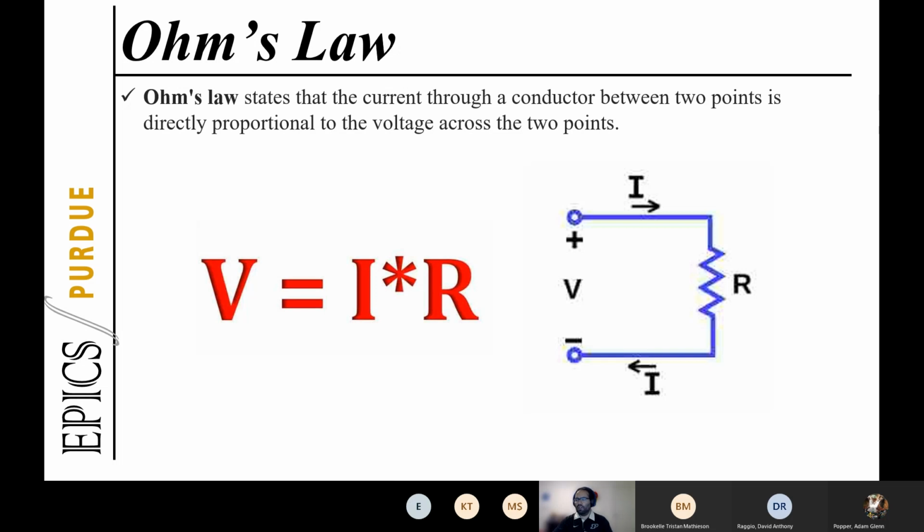In this case, when we apply a voltage to a resistor, we will have a certain current, and the voltage generated by that current circulating through the resistor is going to be equal to the multiplication between the current and the value of the resistor.